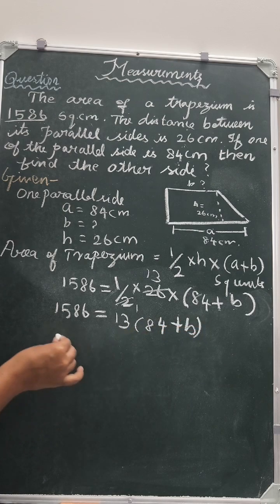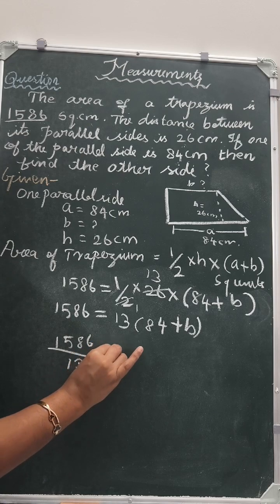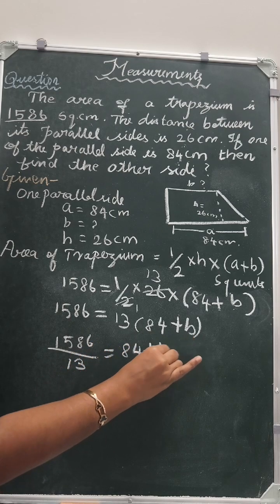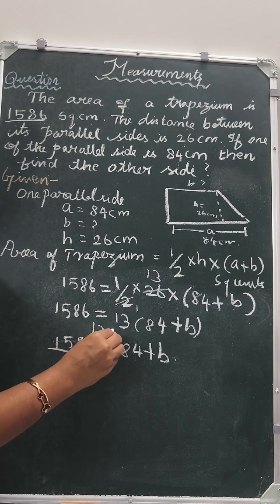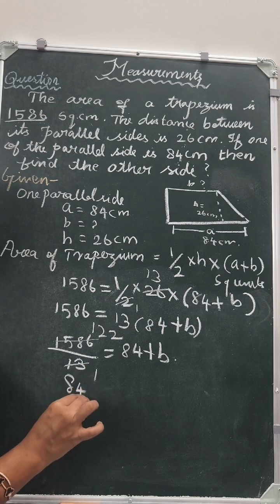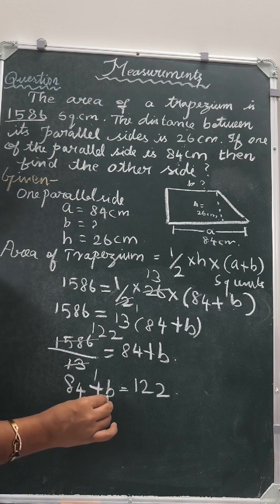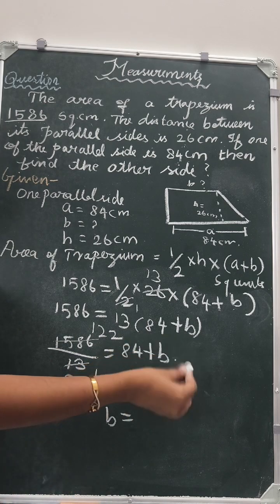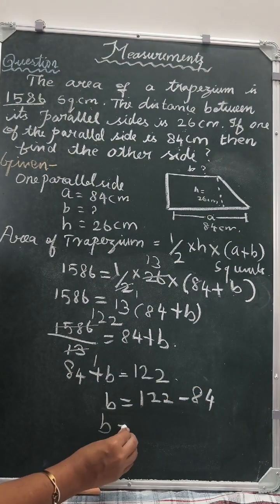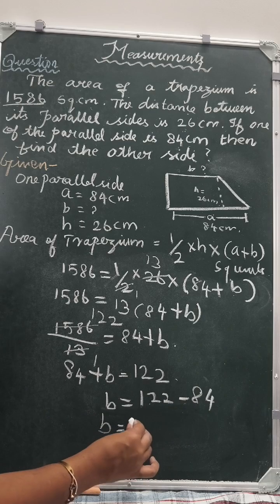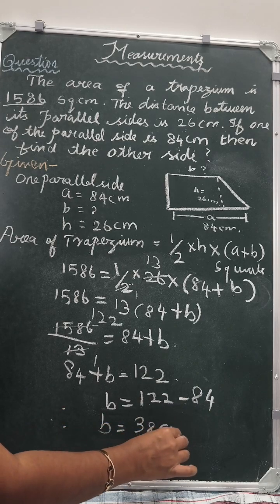I am going to bring 13 this side. So 1586 divided by 13 is equal to 84 plus B. I am going to cancel 13 as 1 time and 1586 as 122 times. So 84 plus B is equal to 122. Next step, keep B as such and bring 84 that side. So B is equal to 122 minus 84, how much? 38. Therefore, the other side B is equal to 38 centimeter.